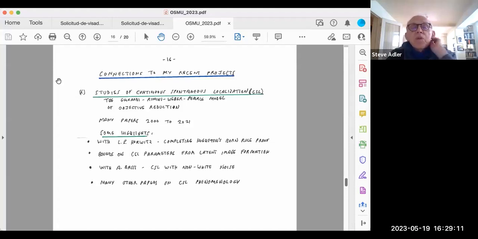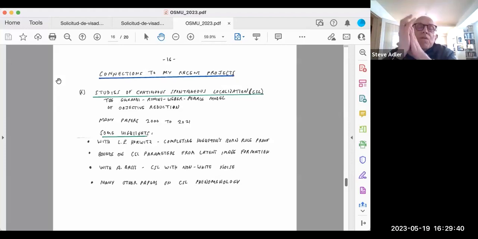So the first thing was I spent a lot of time on studies of the CSL model. In other words, the Girardi, Rimini, Weber, Pearle model of objective reduction. There are many papers between 2000 and 2021. Some highlights are with Larry Horwitz, we completed Hughston's very neat Born rule proof. And that's in the book and in a paper I wrote with Larry. I studied bounds on CSL parameters from latent image formation.